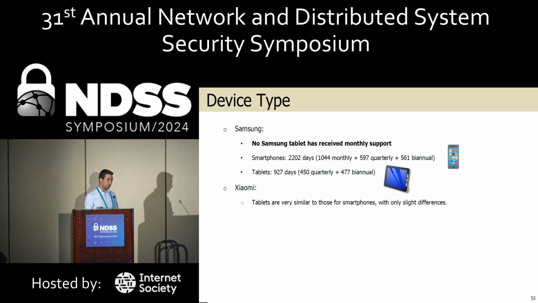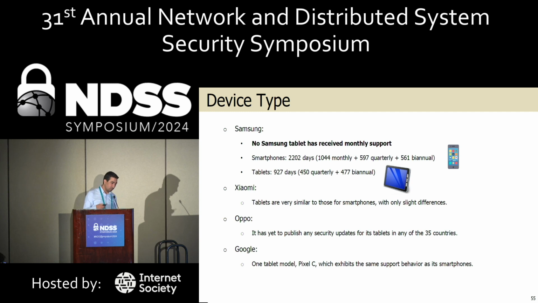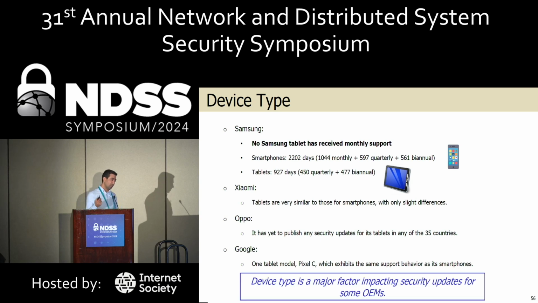On the other hand, for Xiaomi, we observed the tablets are very similar to the smartphones. And for Oppo, it has yet to publish any security updates for its tablets in any of the 35 countries that we looked at. Finally, for Google, we identified one tablet model, Pixel C, which exhibits exactly the same behavior as its smartphones. Therefore, our conclusion here is that device type is a major factor impacting security updates only for some OEMs.